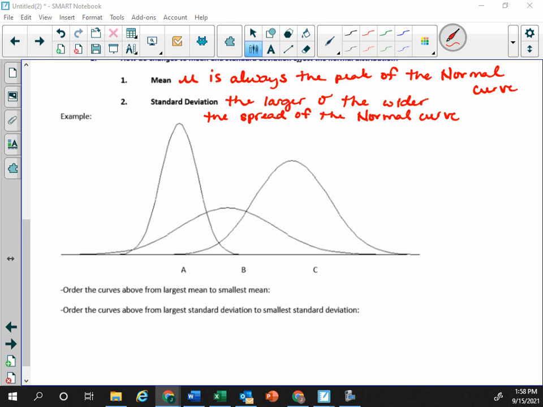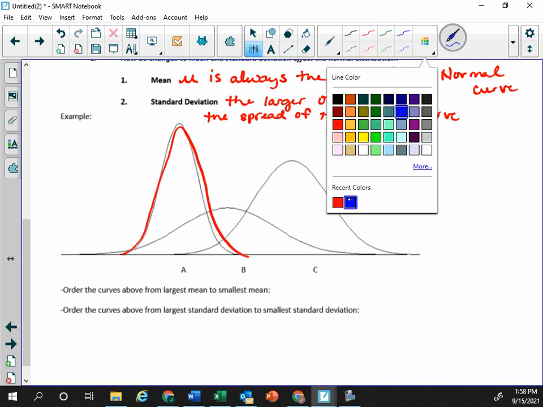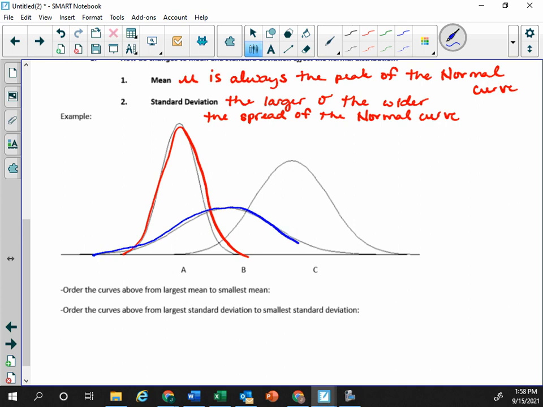Okay, so now I've given you these pictures. Can you guys see the three curves? A is this first one, B is this short one, and then C is the last one. I want you to try to answer these two questions for me. Try it on your own. Talk to your neighbor, see if you agree, and then we'll go through them. So order the curves from largest mean to smallest mean, and then from largest standard deviation to smallest standard deviation. Try to put them in order, A, B, C, and talk to each other about it too.